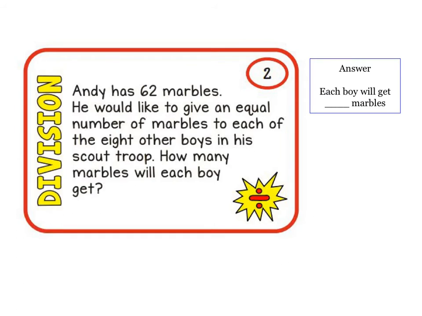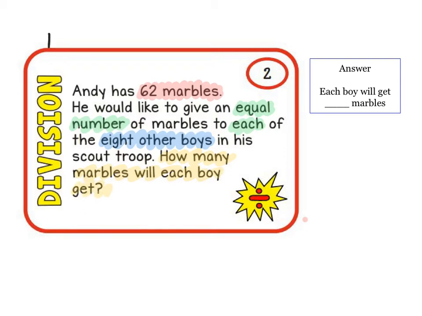This next problem says, Andy has 62 marbles. He would like to give an equal number of marbles to each of the 8 other boys in his scout troop. How many marbles will each boy get? So I know that the total number of marbles Andy has is 62. I know that he wants to give each of the 8 other boys an equal number. That equal number and each are cues that I'm going to divide. And the question is asking me, how many marbles will each boy get?